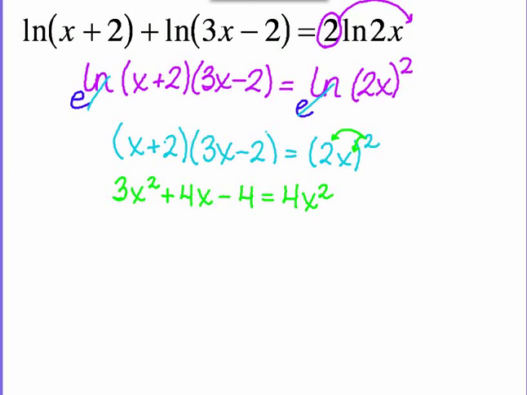Okay, what I need to do now is get all the terms on one side. So I'm going to go ahead and subtract 4x squared from both sides. However, when I do that, my lead term now is negative. So what's going to happen is I need to get rid of that negative in order to deal with this. So it's real easy. I'm just going to switch every sign.